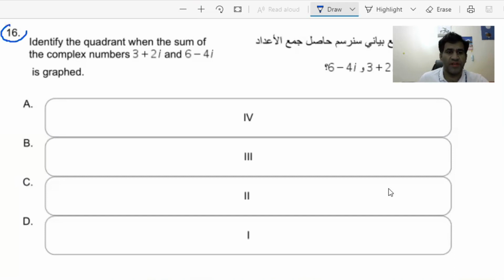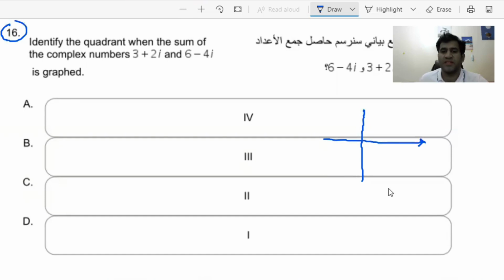Question number 16 is: identify the quadrant when the sum of the complex numbers 3 plus 2i and 6 minus 4i is graphed. This question is about complex numbers. Let me tell you how we represent a complex number in the xy plane. Just as we represent coordinates, we can also represent a complex number.